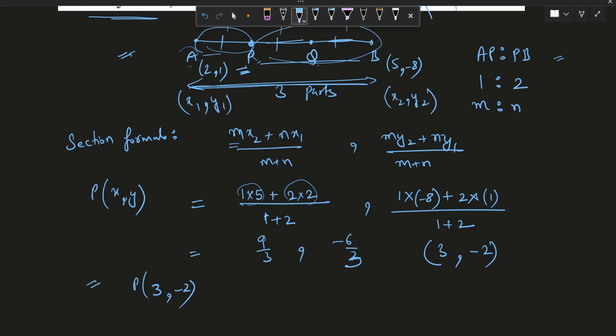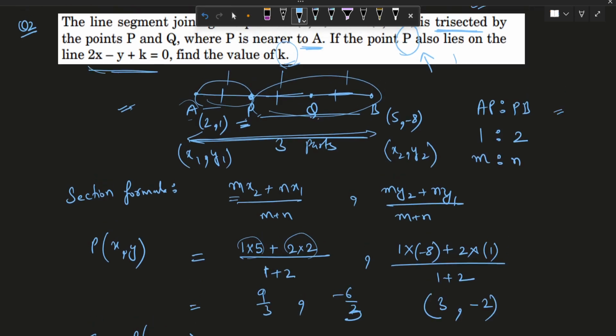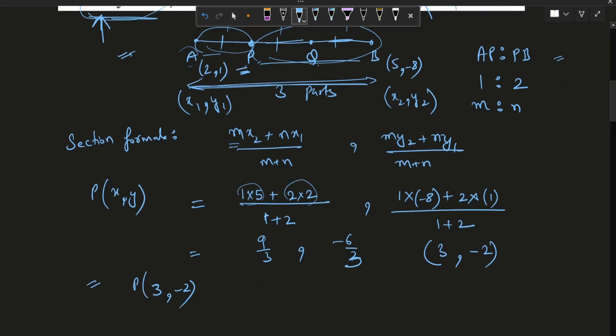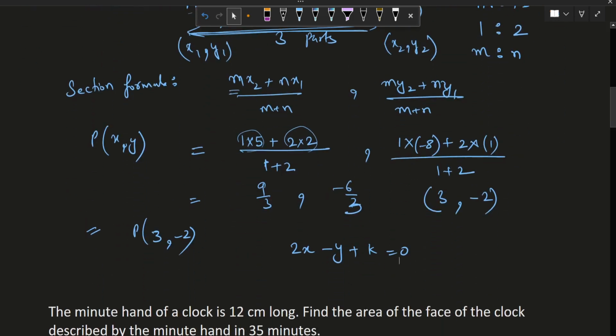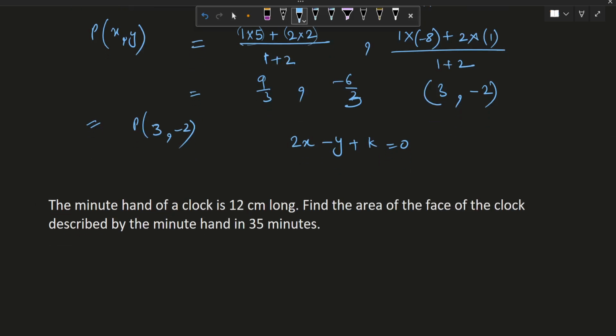Now they say that this point P lies on this line. Lies on this line means this P satisfies this equation, this line. Okay, so let's put it: 2x minus y plus k. So the line is 2x minus y plus k is 0. Check once when you write, there is no sign mistake, there is no value mistake in copying. Okay. Now let's put it over here.